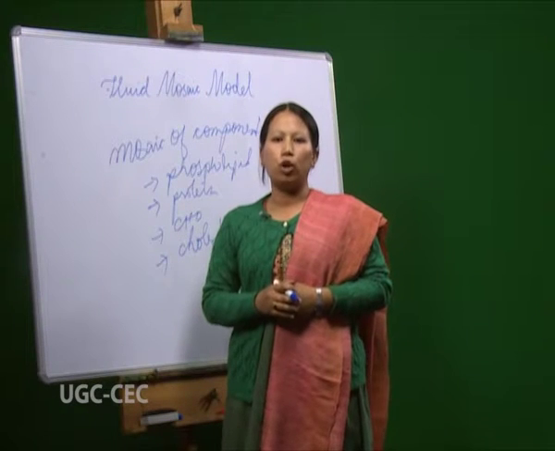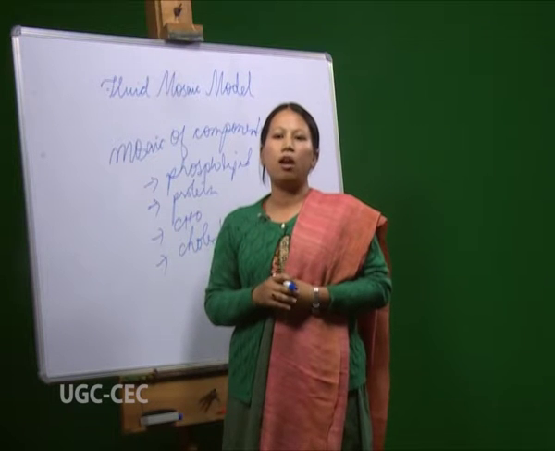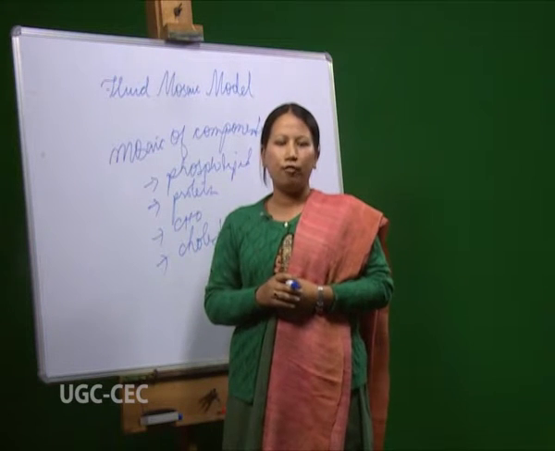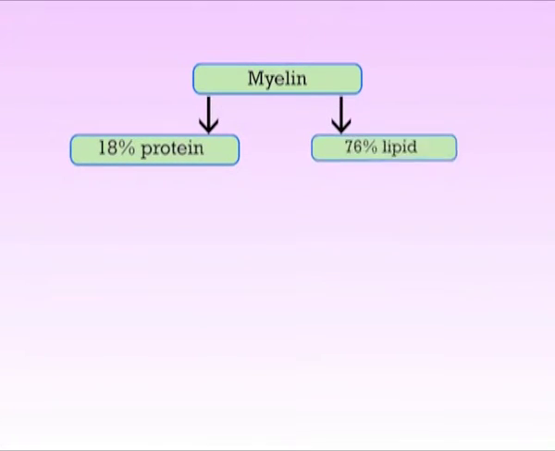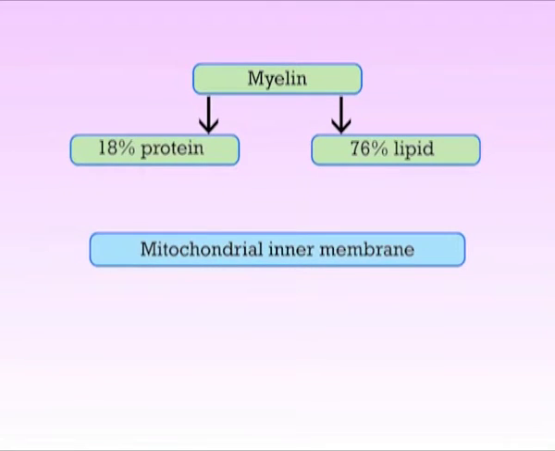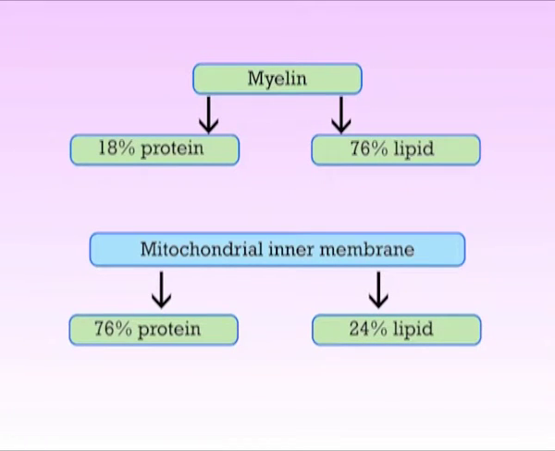The proportion of proteins, lipids, and carbohydrates in the plasma membrane varies with cell type. For example, myelin contains 18% protein and 76% lipid. The mitochondrial inner membrane contains 76% protein and 24% lipid.